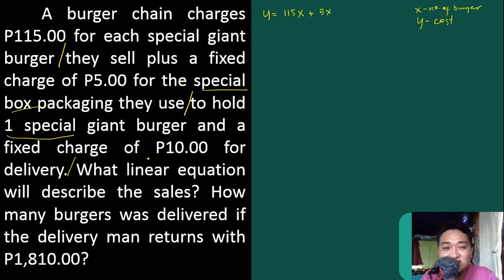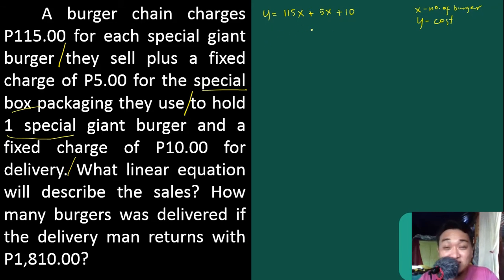The last thing is, nagcha-charge din sila or meron silang fixed charge na 10 pesos para sa delivery, kahit gaano kalayo. For as long as kaya nilang i-deliver. So, ibig sabihin, kung magkano pa man or ilang burger pa man yung in-order natin, magdadagdag pa ng 10 piso. Ayan. So therefore, our equation is y is equivalent to 115x plus 5x plus 10.